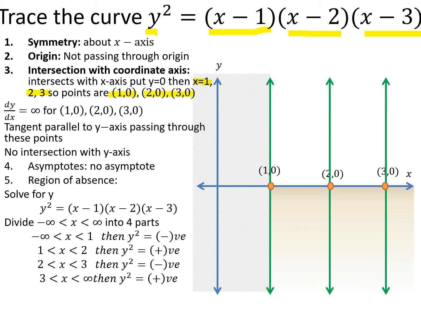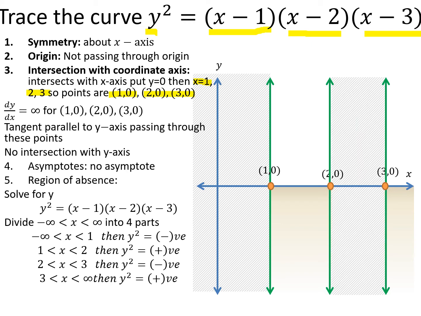Okay, now the third part is 2 to 3, meaning x is greater than 2 but less than 3. If x is greater than 2, then x minus 1 is positive, x minus 2 is also positive, but x minus 3 is negative. So positive, positive, negative: altogether y square will be negative. That means the curve does not exist. So again we will fill the 2 to 3 part with the shaded part.